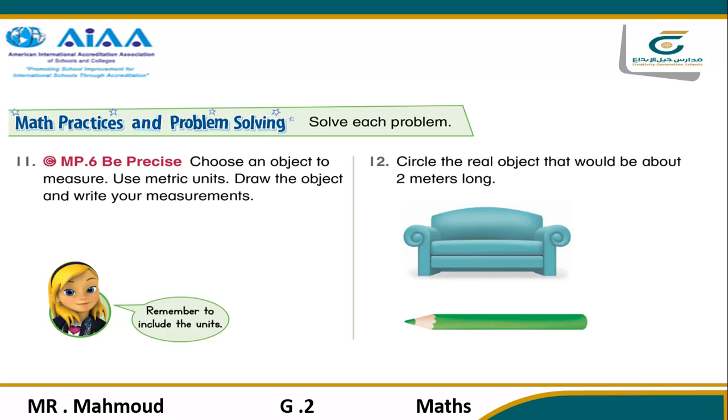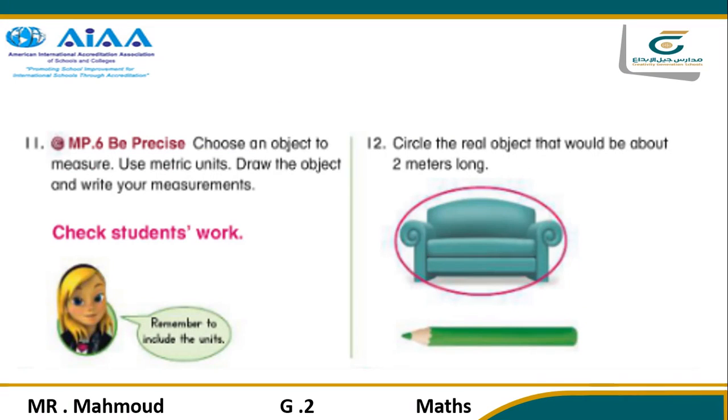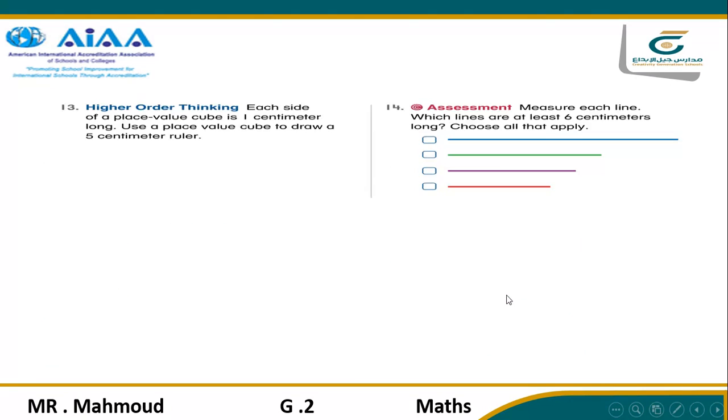Question number 12. Circle the real object that would be about 2 meters long. Which one? Yeah, the first one, because it's meter long. But we have here a color pen, and a color pen, we can use ruler to measure it, and it will be about 10 centimeters, not meters here. Another question.